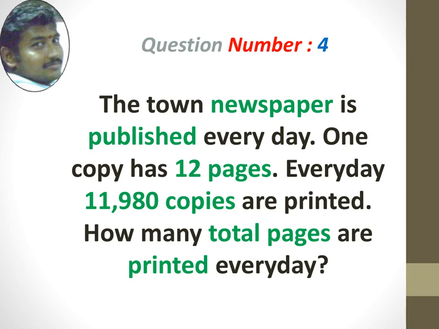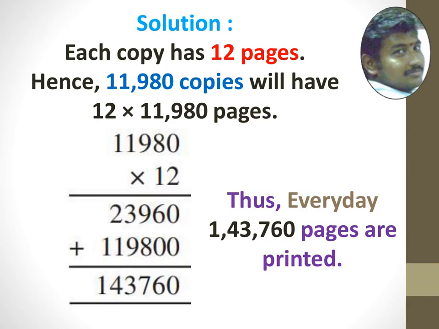The town newspaper is published every day. One copy has 12 pages. Every day 11,980 copies are printed. How many total pages are printed every day? This is the question. Each copy has 12 pages. 11,980 copies, so multiply 11,980 into 12 to get the number of pages. When you multiply, we get the answer 1,43,760 pages printed every day by that newspaper company.